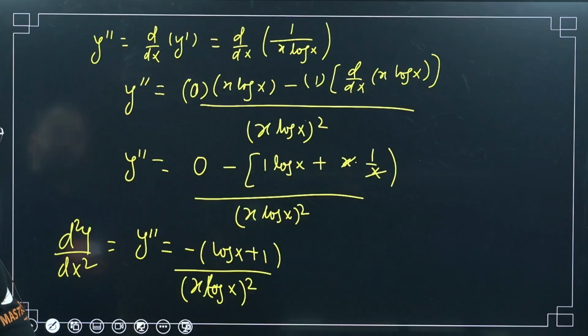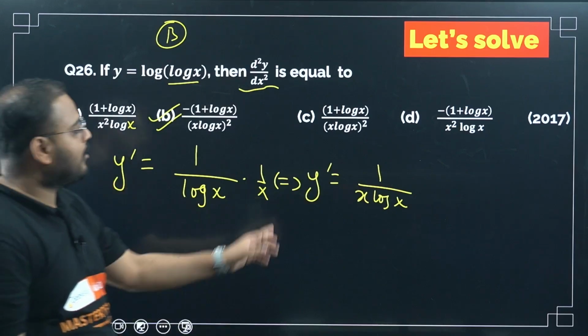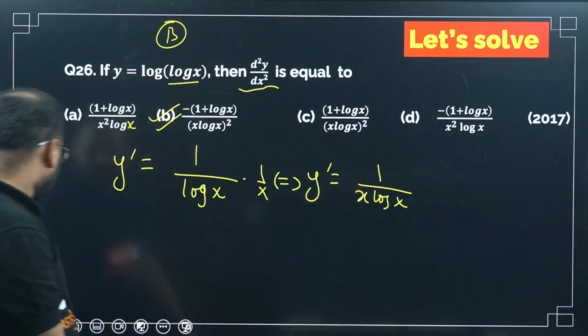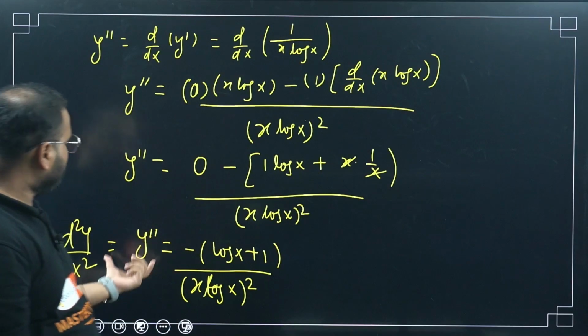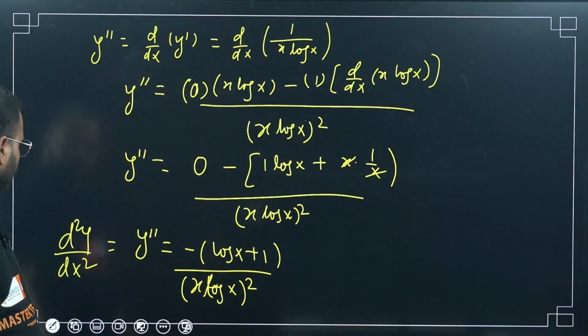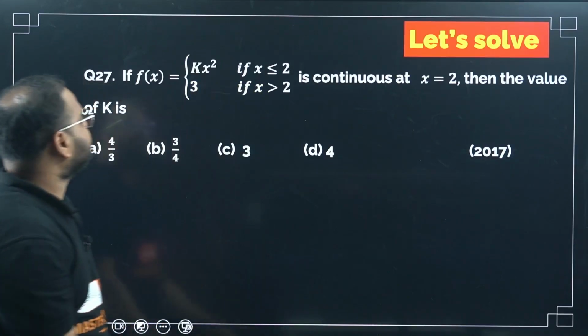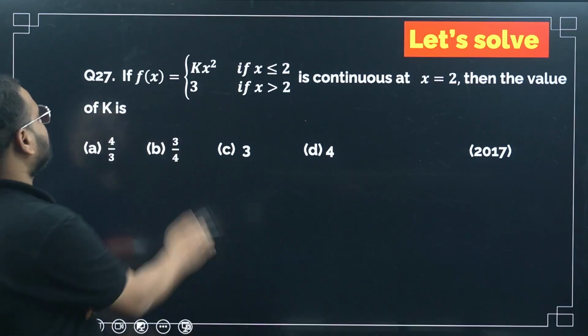Moving on. See, clear? The first order derivative we found was 1 upon x log x. Next, we use the quotient rule, same thing, to get the answer: (1 plus log x) upon (x log x) the whole square, the whole thing with the negative sign.